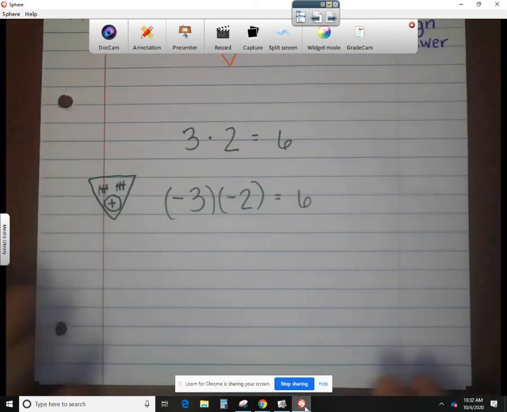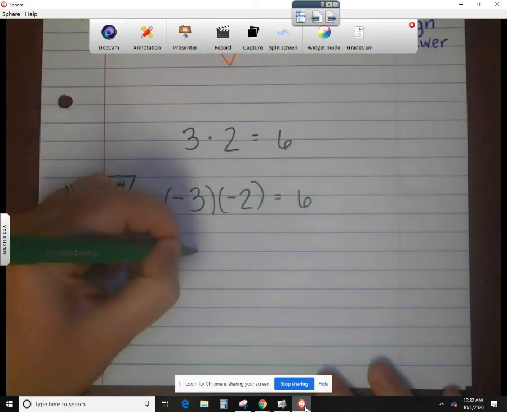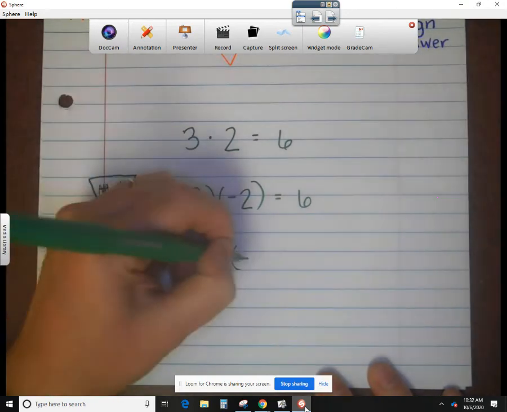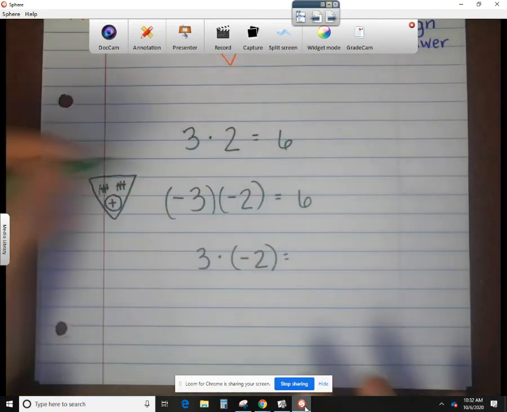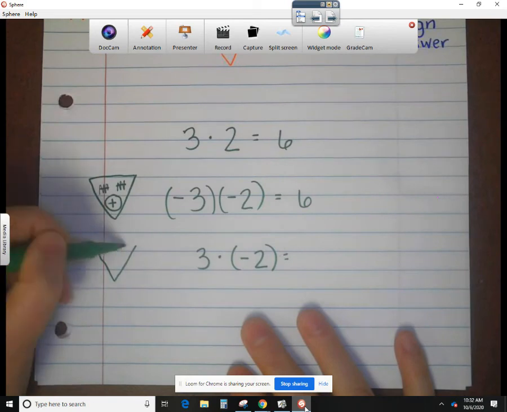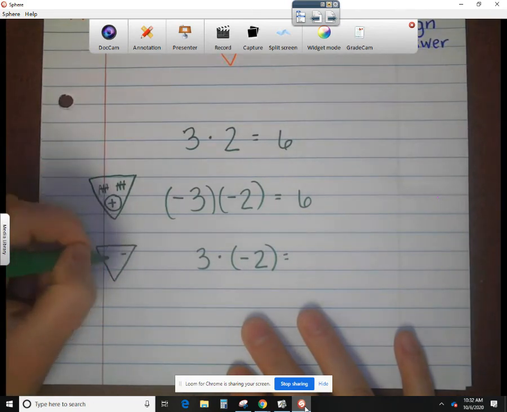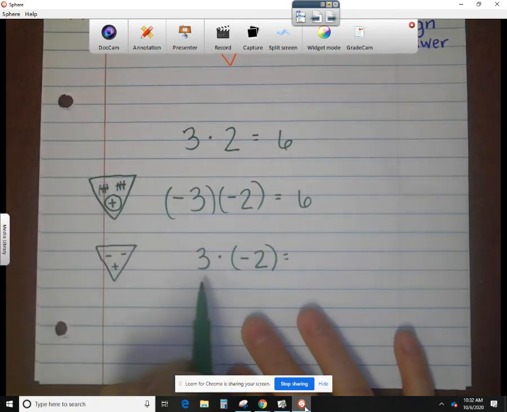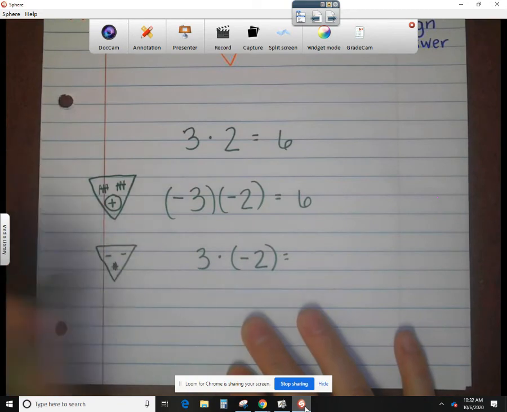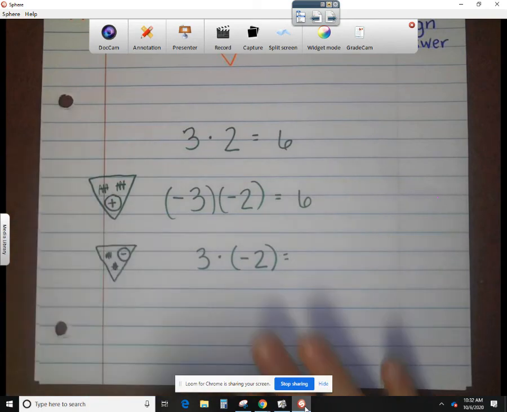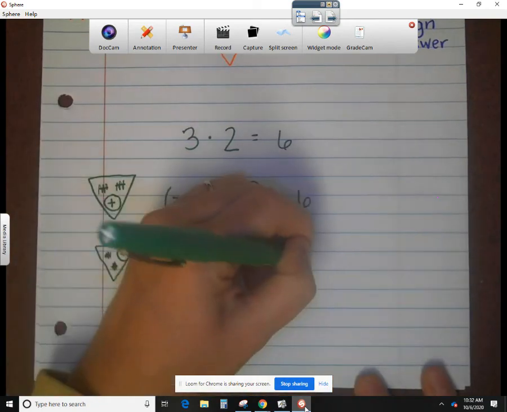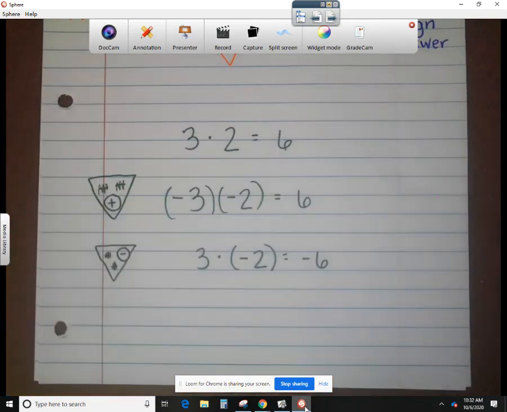Another example that we're going to do is 3 times negative 2. Again, I'm going to draw my Dorito Man. So I've got positive 3, so I cross out the positive, and negative 2, so I cross out a negative. Again, I have one symbol remaining, so that tells me that my answer is negative 6 this time.